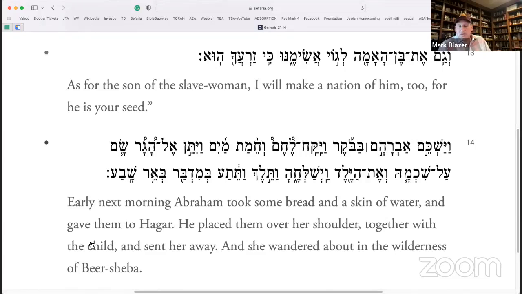And what it says is that Abraham placed them over her shoulder himself. It's not like he gave it to one of his servants and said, here, you take her out, I don't want to be part of this, I don't want to see it. Quite frankly, I don't know that I would have done this. I don't know that I could have done what Abraham did at this moment, which is place the water over her shoulder.